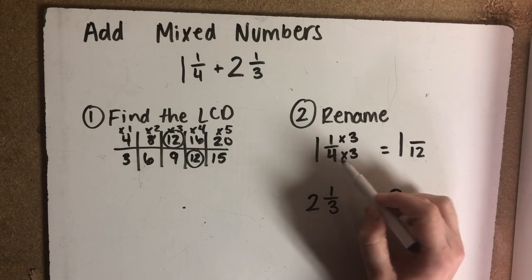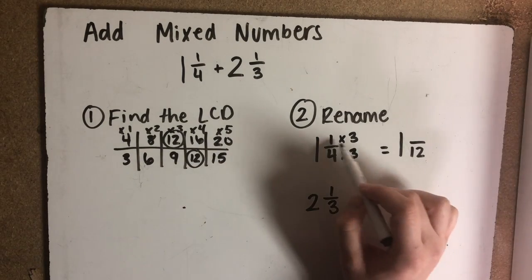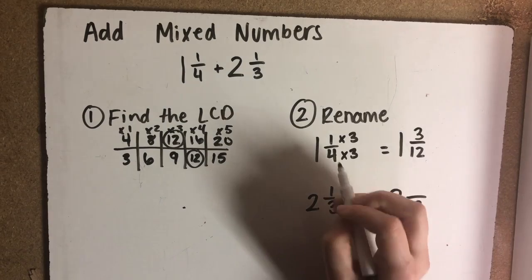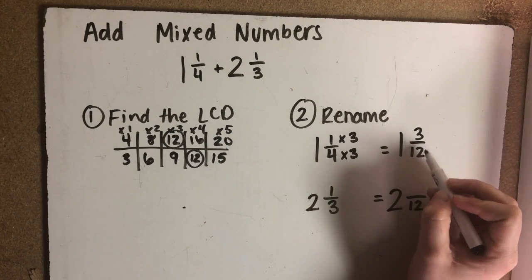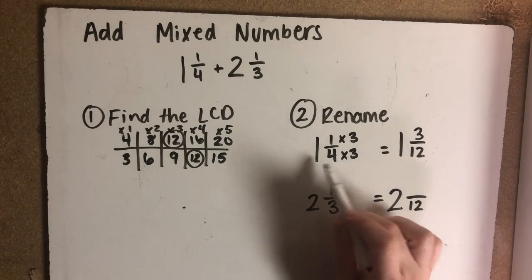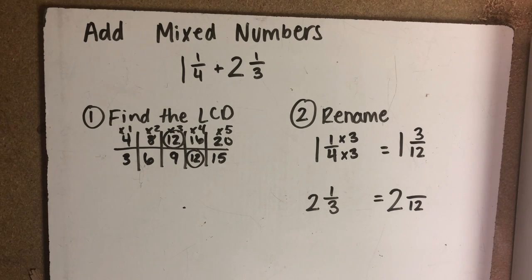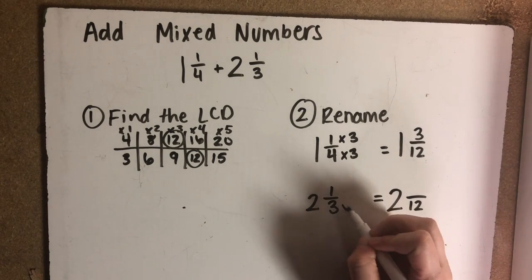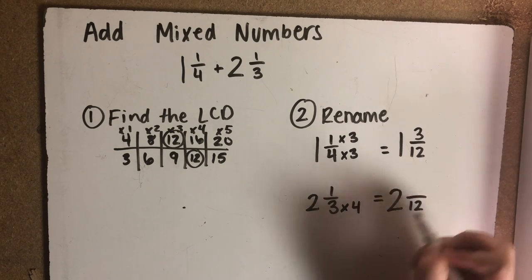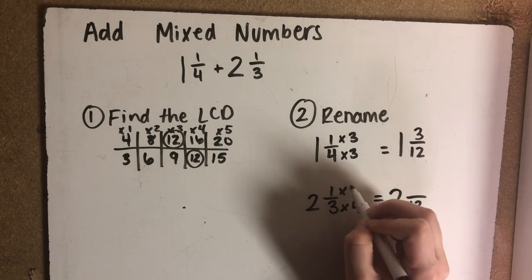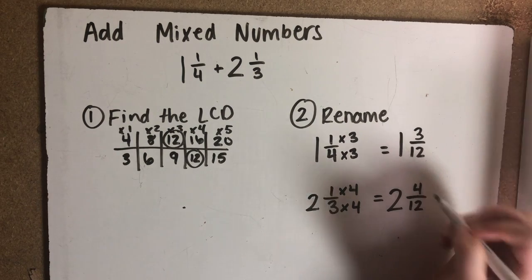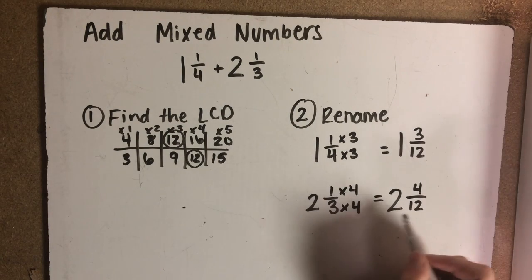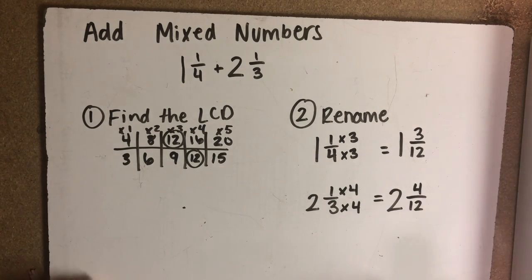Okay, so 4 times 3 is 12. 1 times 3 is 3. So 1 1/4 becomes 1 3/12. Notice how my whole number does not change. It stays the same. Okay, now let's do the same thing for 2 1/3. 3 times 4 is 12. 1 times 4 is 4. So 2 1/3 becomes 2 4/12.